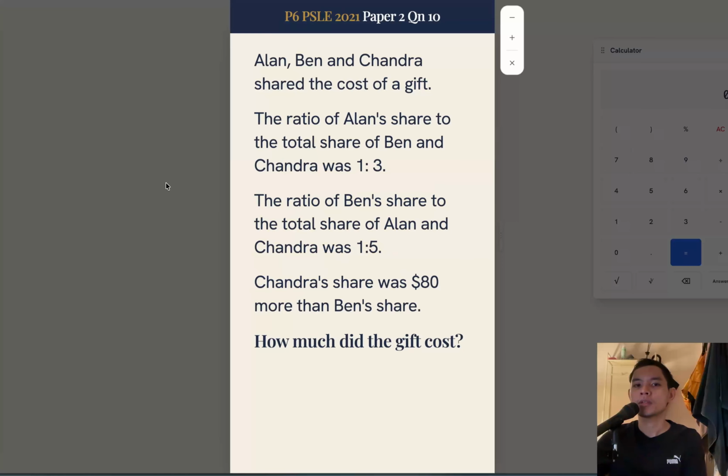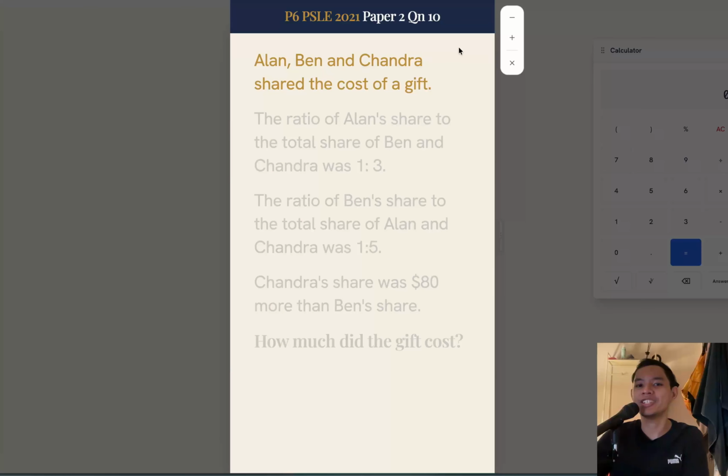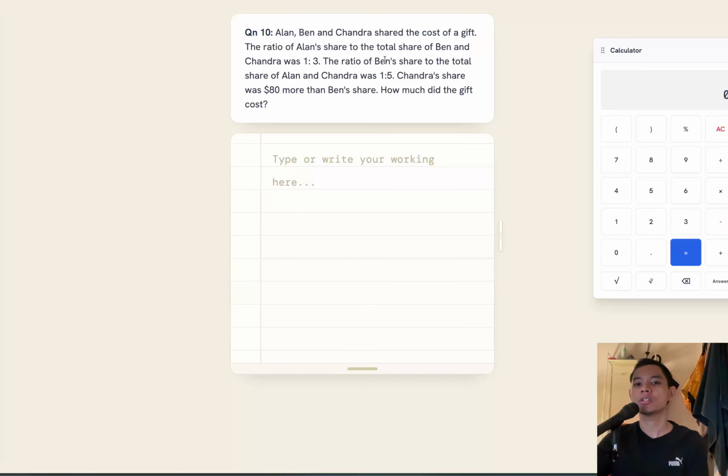Question 10. Alan, Ben, and Chandra shared the cost of a gift. The ratio of Alan's share to the total share of Ben and Chandra was 1:3. The ratio of Ben's share to the total share of Alan and Chandra was 1:5. Chandra's share was $80 more than Ben's share. How much did the gift cost?